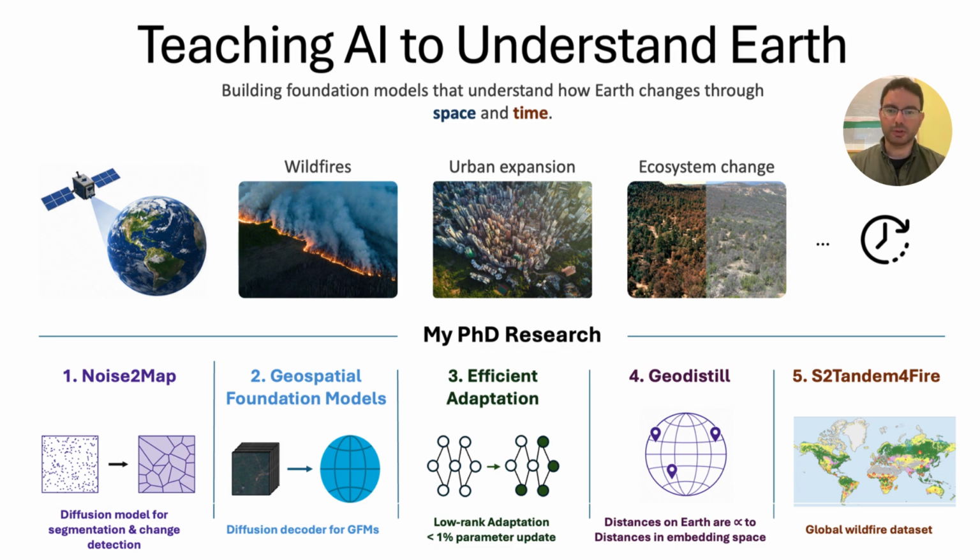Diffusion models were initially developed for image generation, and they showed very strong potential in that. So we asked a question: can we use diffusion models for downstream discriminative tasks? And the answer is yes. We developed a diffusion model called Noise to Map that solves semantic segmentation and change detection and achieves state of the art performance on multiple datasets versus several other state of the art models.